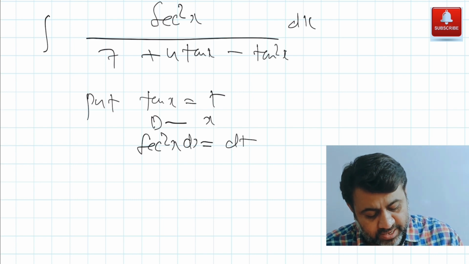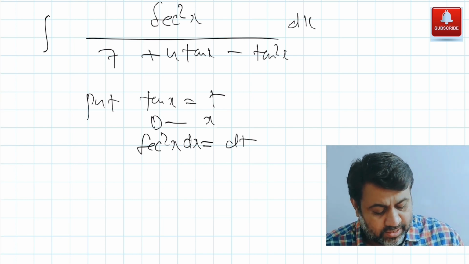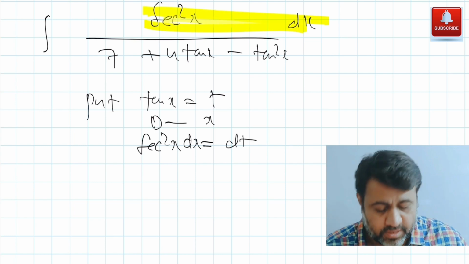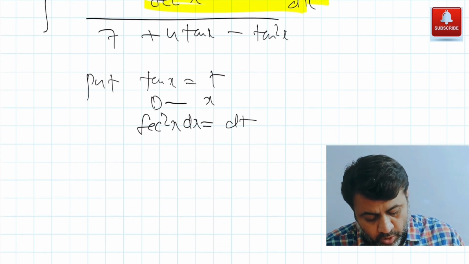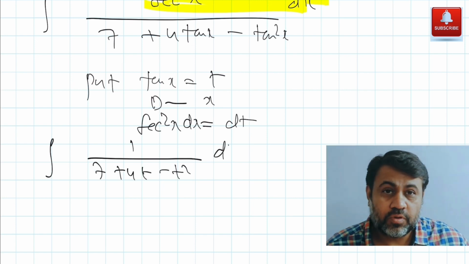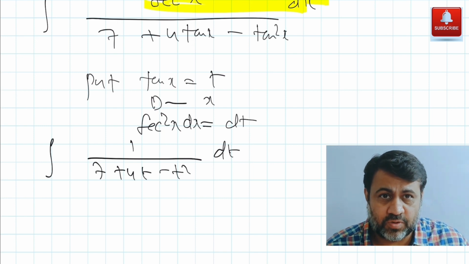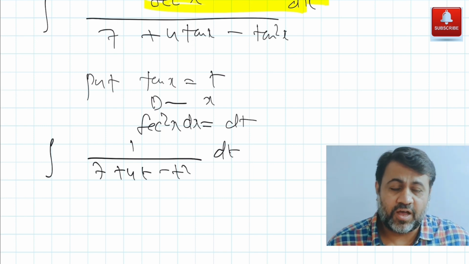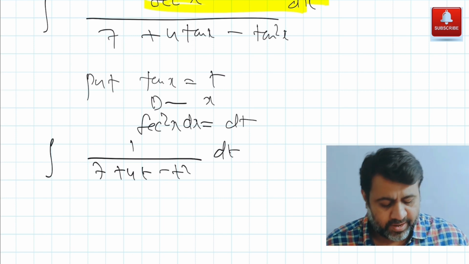Take dx on the other side, so we get sec square x, and dx again is going to be dt. Okay, so the problems are quite similar. Now we have the integral of 7 plus 4t minus t square dt. In today's session, this is the first time I am getting minus t square, so let's revise how we have handled minus t square previously.